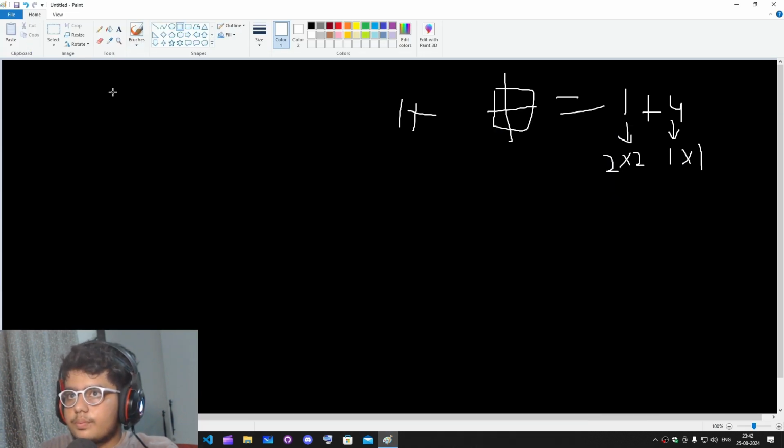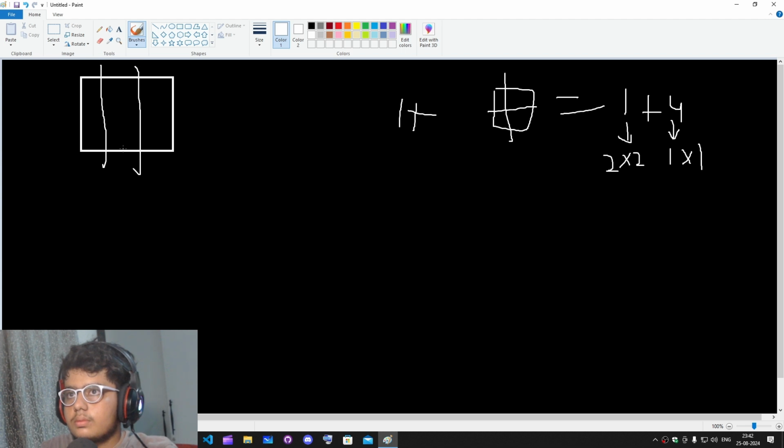Yeah, so let's take a square in this, and now let's make it 3 into 3. In this, first let's calculate how many 1 into 1 squares there are. Like there are 1 2 3 4 5 6 7 8 9. There are 9 squares in 1 into 1 form. Now let's calculate how many squares are in 2 into 2 form.